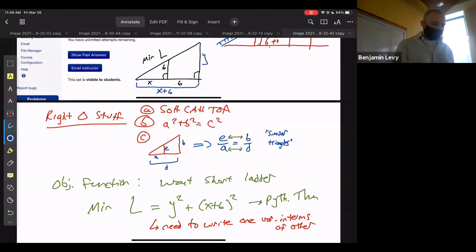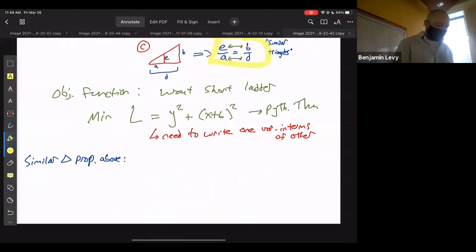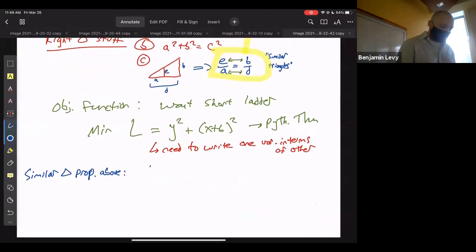Let me write that down. Let me do it in the same way. So I'm going to use this property on this triangle, right? So E is side 6, A is side X, B is side Y, D is X plus 6. So we end up with this relationship: 6 is to X as Y is to X plus 6. And that's helpful because that's how we can relate X and Y.